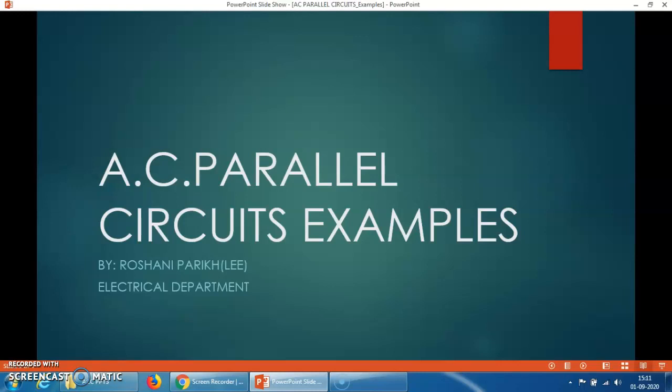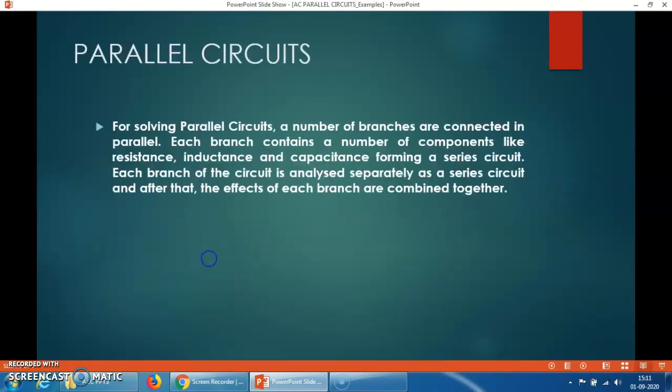Today's topic of discussion is the problem based on the admittance method. Now what is the admittance method? First of all you should know what is the parallel circuit. AC parallel circuit means that numbers of branches are there. The elements like resistor, inductor and capacitor are connected in a number of branches. So that circuit is called a parallel circuit.